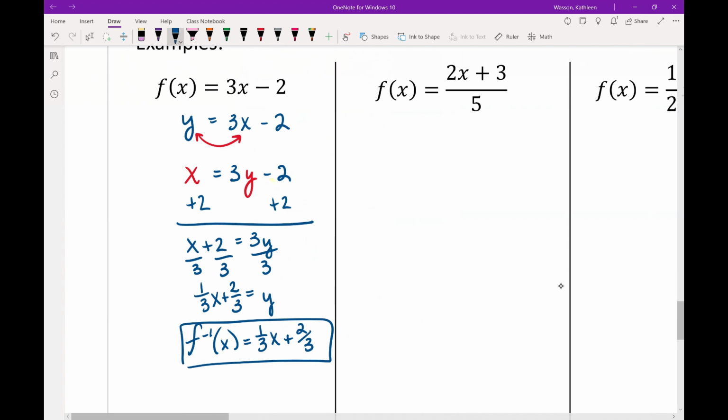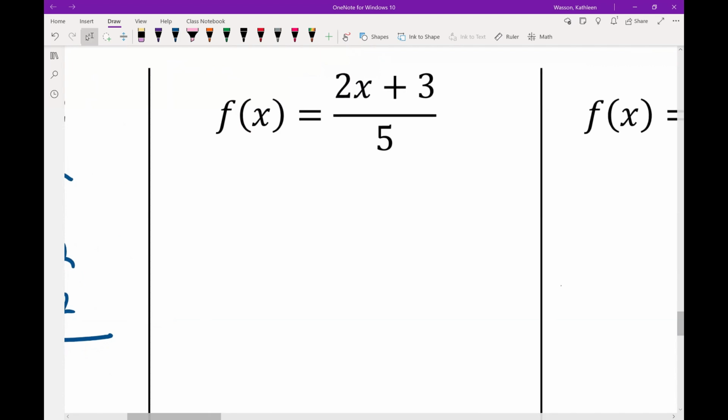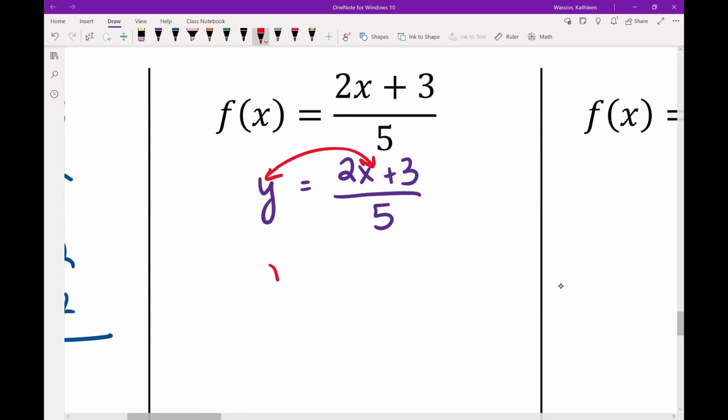Here I have another example. F of x is 2x plus 3, all divided by 5. First, I will take off the function notation and write this as a y equals equation. Then, because I'm finding inverse, x and y change places. I'll write x equals 2y plus 3, and this is all divided by 5.